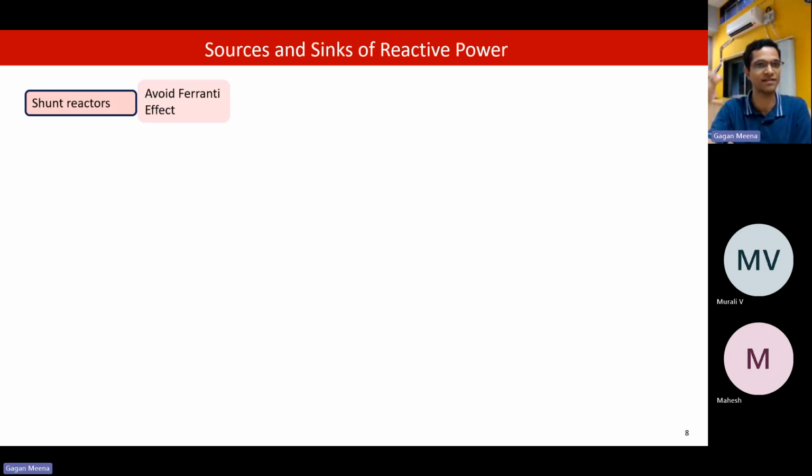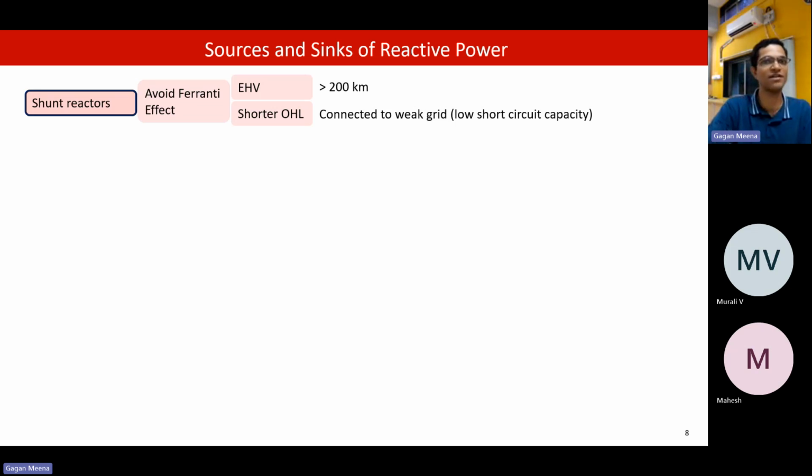The next is the shunt reactor. Yes, we have already discussed in the Ferranti effect, to bring the voltage back to its nominal value, to reduce the voltage, we require this shunt reactor. It generally happens in EHV lines of more than 200 kilometers, or a short overhead line when connected to a weak grid.